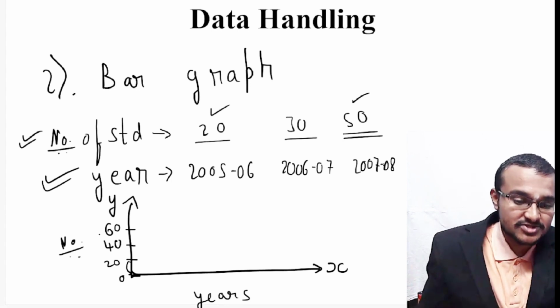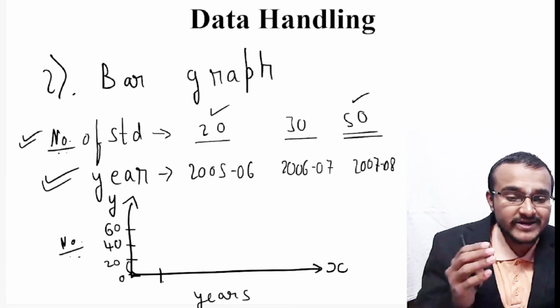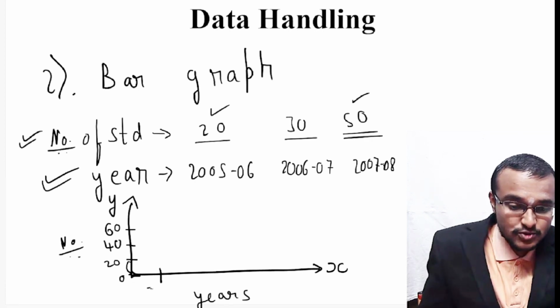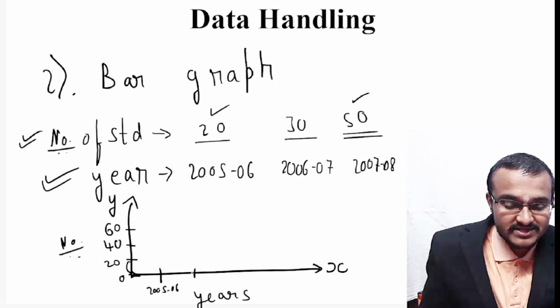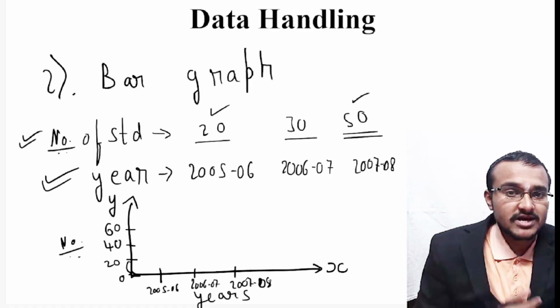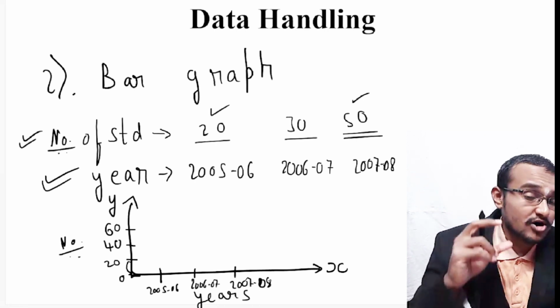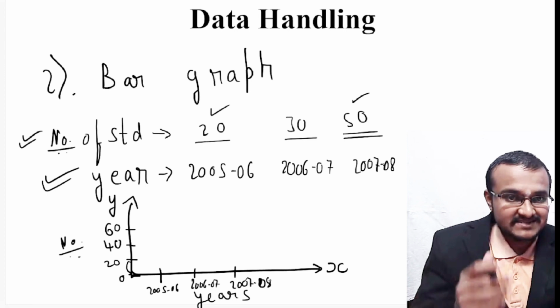students. So let us take on the x-axis the first unit as 2005 to 2006. This is your first unit. In the second unit you will be taking 2006 to 2007. On the third unit you will be taking 2007 to 2008. These are the academic years written on the x-axis. Now you can easily draw a rectangular bar graph.